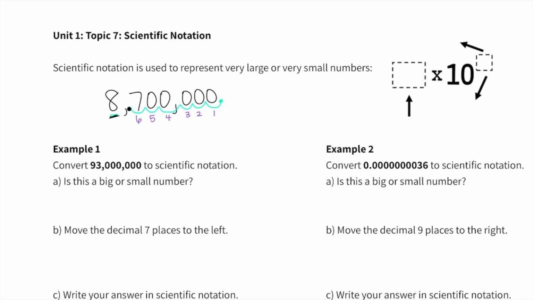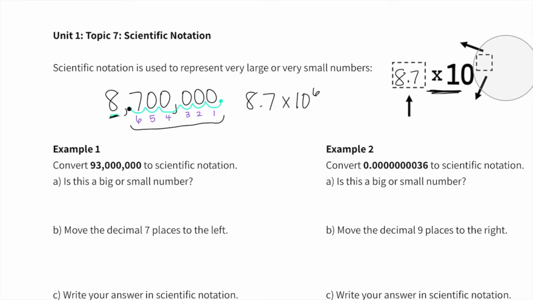The way that we would write this in scientific notation is we're going to include the non-zero numbers. In this case, we're going to write 8.7, and then we're going to write times 10. The exponent here is going to be however many times we moved the decimal place over. In this case, it's 6. So for this number, it's 8.7 times 10 to the 6th.